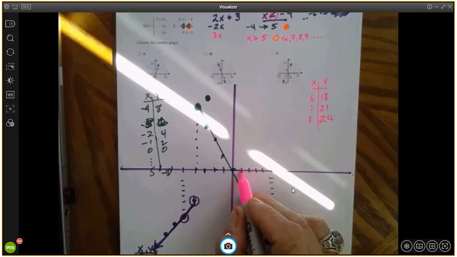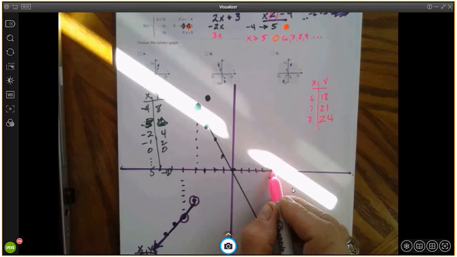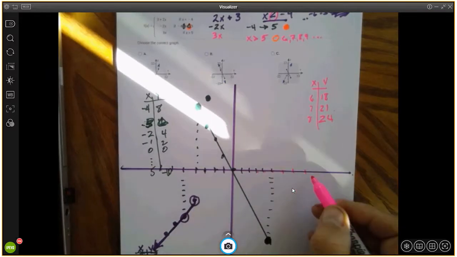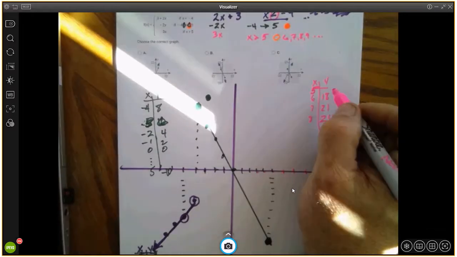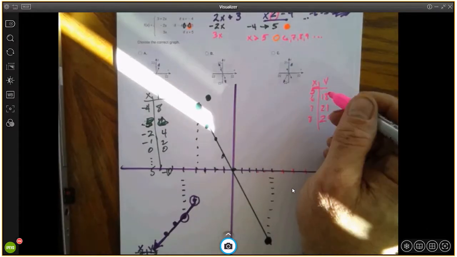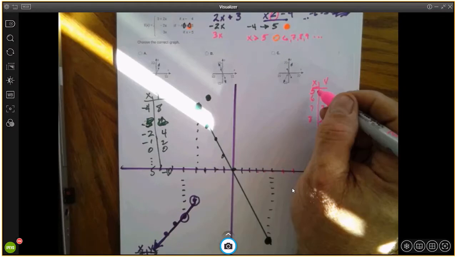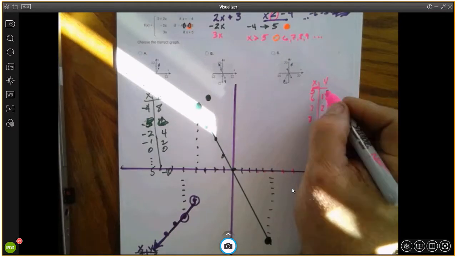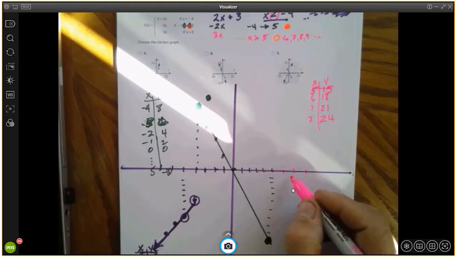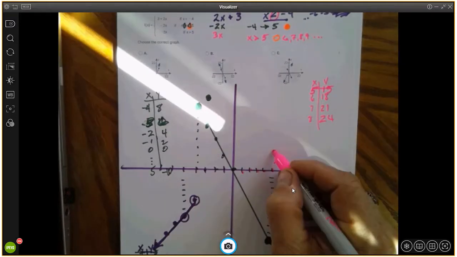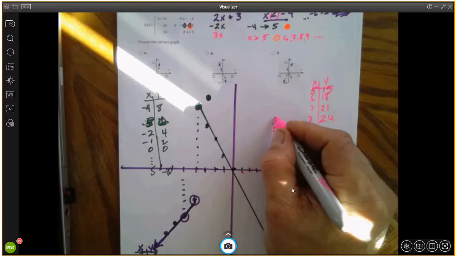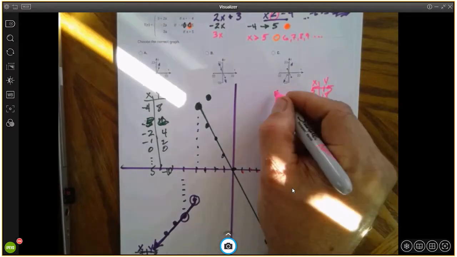So that's 1, 2, 3, 4, 5, 6, 7, 8. And I can use 5. I forgot about that one. 5, I can't plot it, but I can put an open circle at it. 5 times 3 is 15. So there's 1, 2, 3, 4, 5, and 1, 2, 3, 4, 5, 6, 7, 8, 9, 10, 11, 12, 13, 14, 15. Now I kind of cheated a little bit.